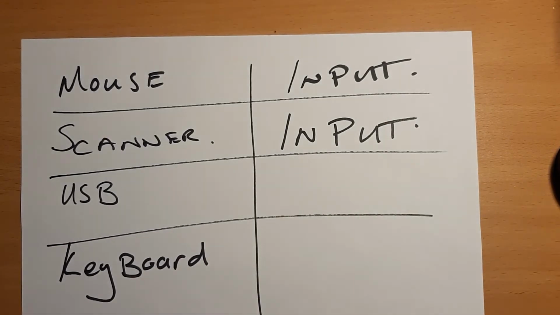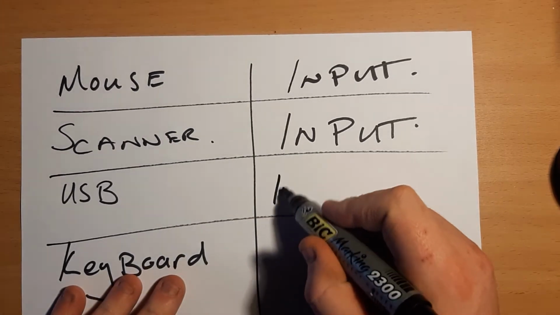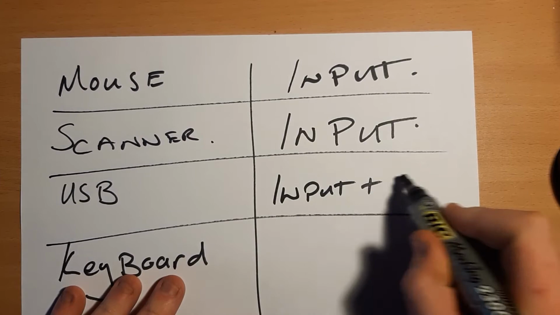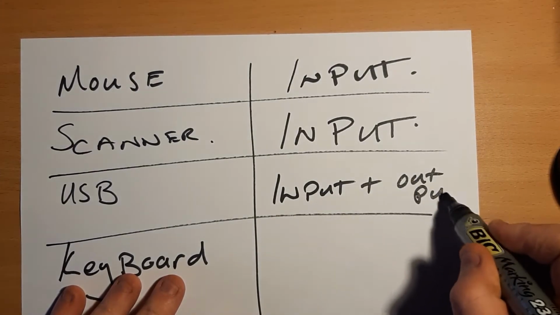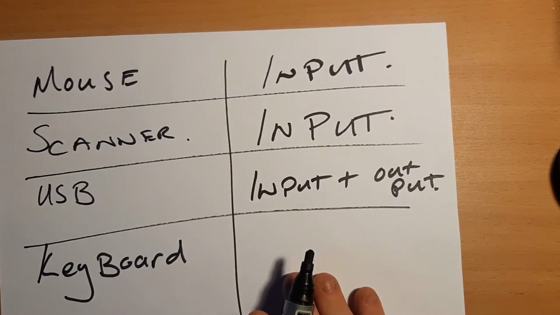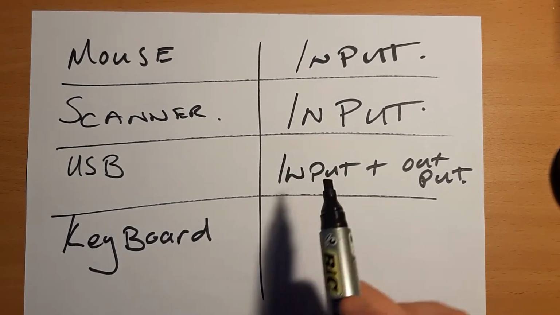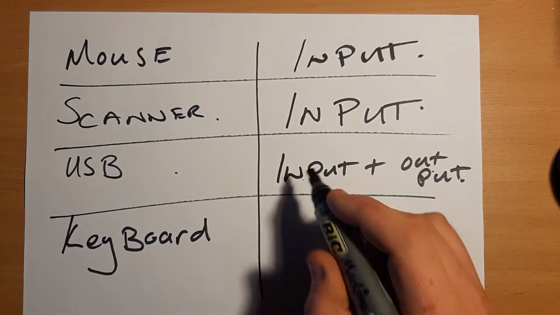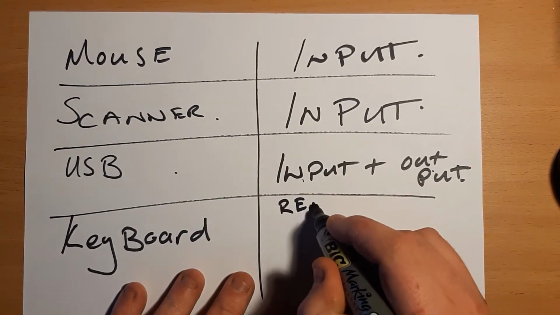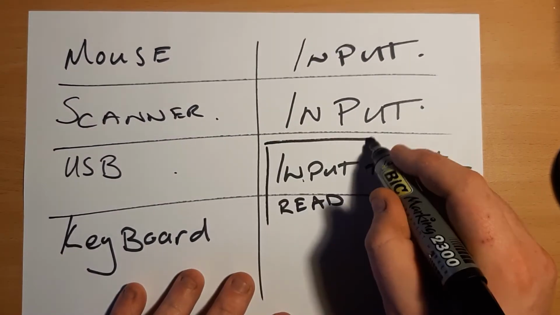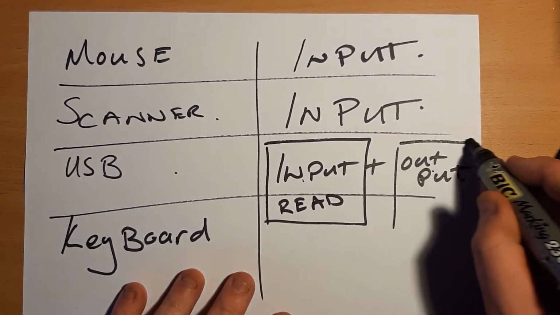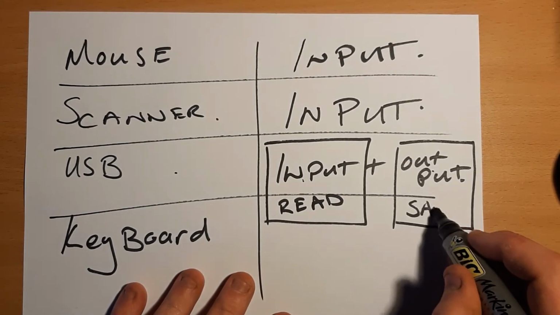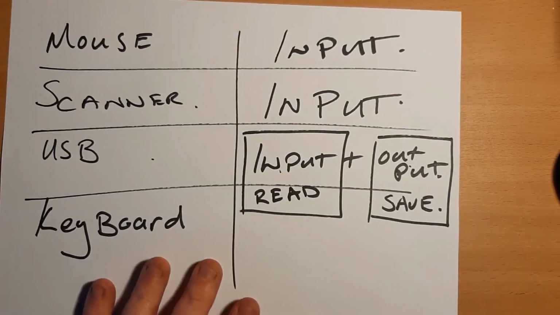This one, USB stick, is a tricky one. The thing about a USB stick is it's actually both. Input and output. Reason why: you put in the USB stick, you want to get something off it, it's an input, it's sending signals from the USB stick into the computer. You want to save something, it's an output. So if you want to read a file, it's an input. If you want to save, it's an output. So that's the difference there.